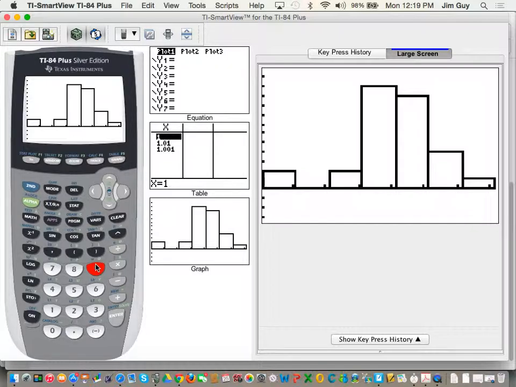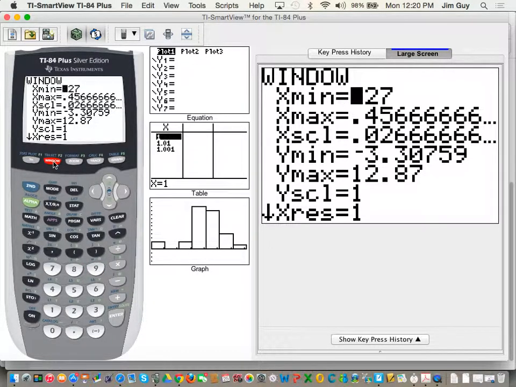Now, does your calculator give you nice bin widths here, usually? No, so if you ever had to graph it, that's where you're going to want to change that, and that's under the window. So you can kind of see, minimum 0.27, max 0.45. Here's your scale. You wouldn't want to use 0.026 for a scale. So we just change it into nicer numbers.